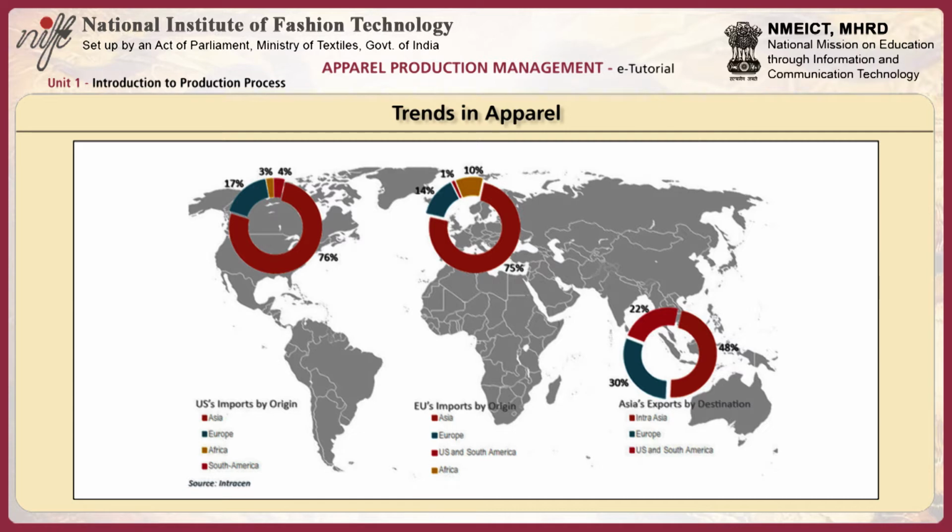Similarly, we can see in the United States imports, the majority of the quantity, that is 76% of imports, are from Southeast Asia and Asia. 17% is from Europe, 3% is from Africa, and 4% is from South America.